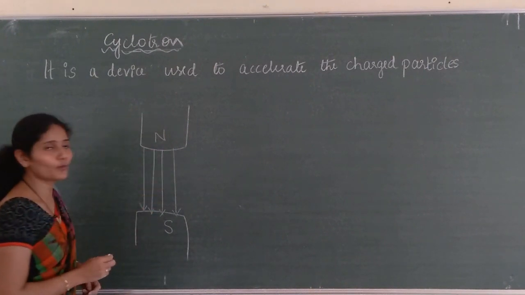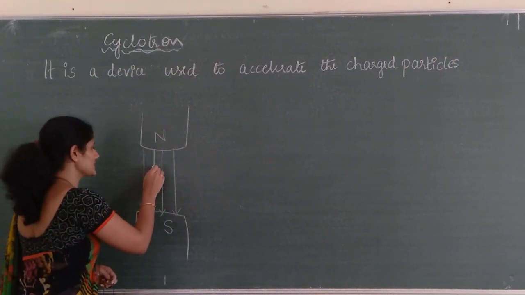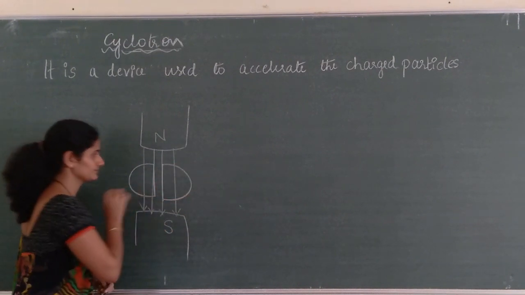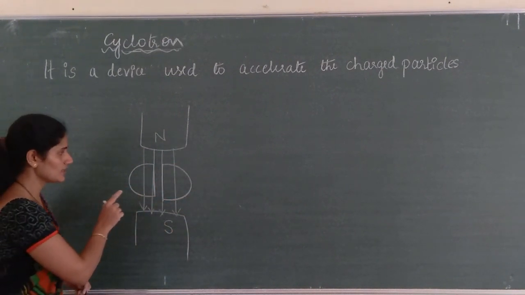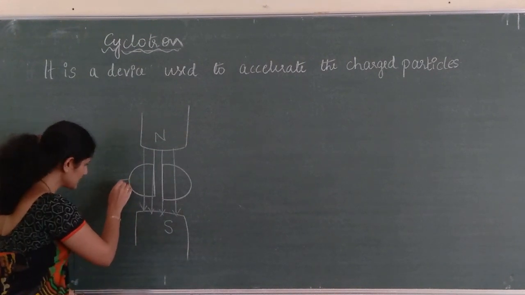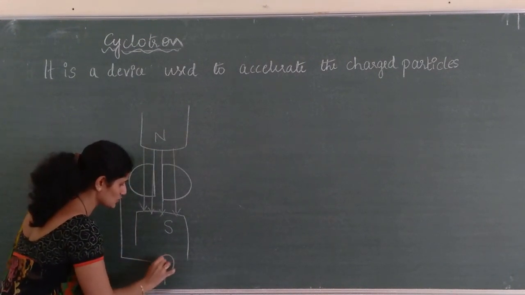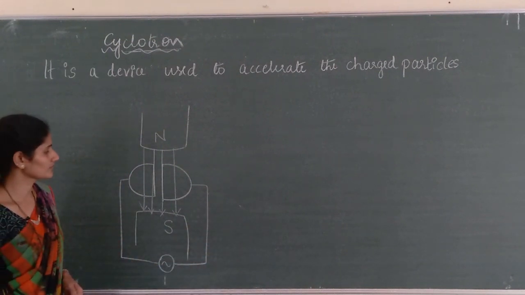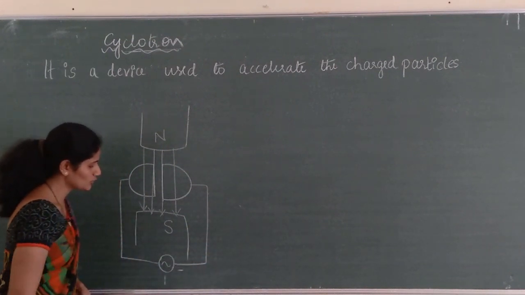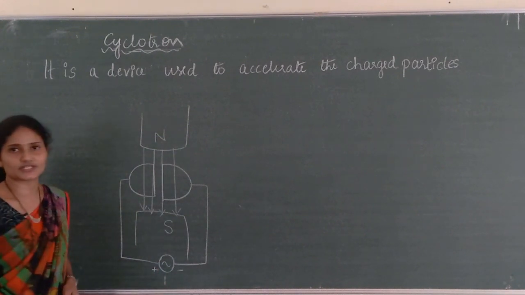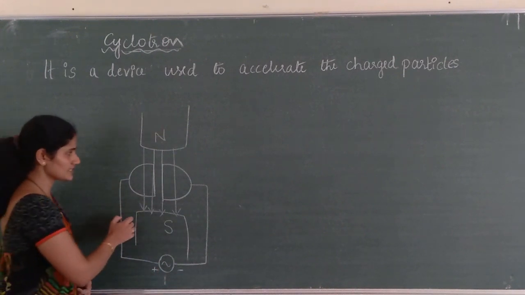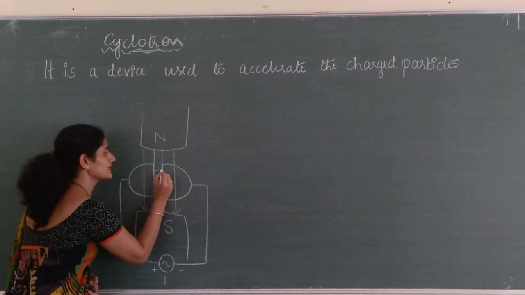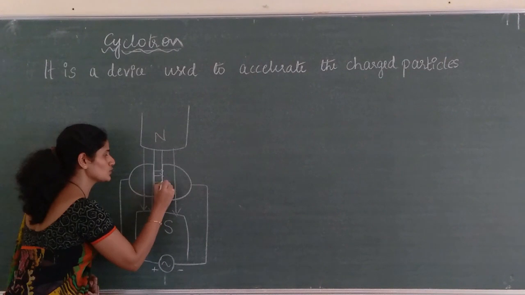Between the two pole pieces of the magnet we have placed two hollow D-shaped discs, and these two discs are connected to an oscillator. So one is at negative potential, another one is at positive potential. By this we can create an electric field. So electric field lines are directed like this, from positive to negative.